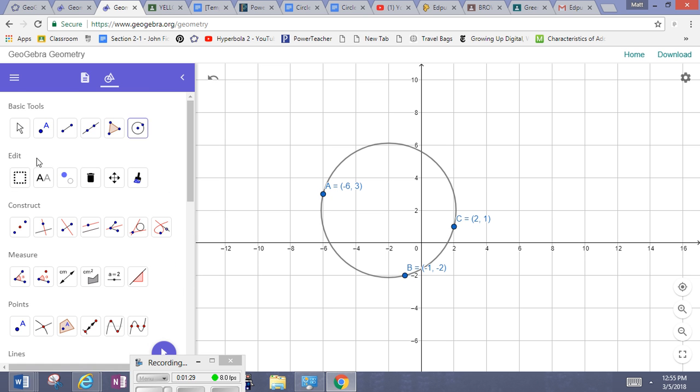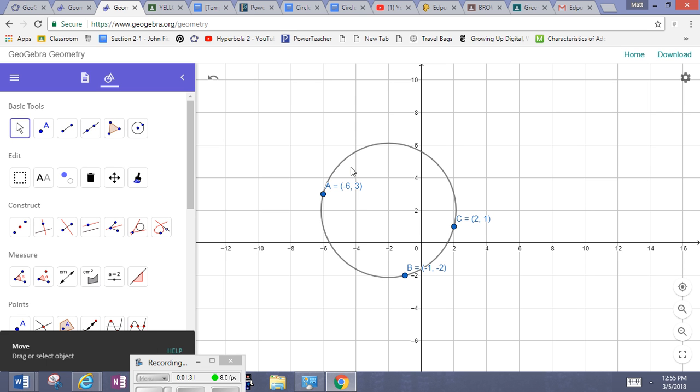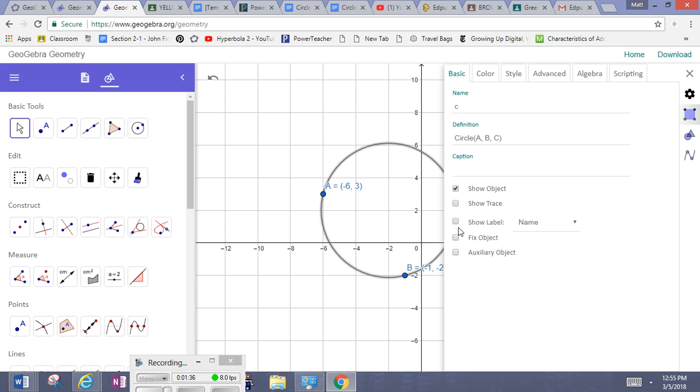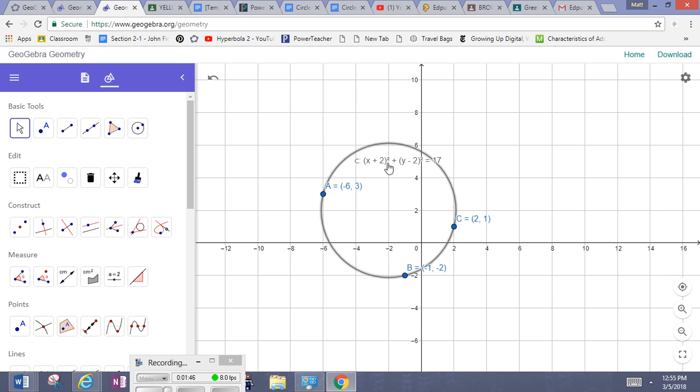Now let's see. If we look at that, we can ask, what is the equation of that circle? Because then we would know where the center and the radius were. And there it is, it's showing it to us. The equation of the circle is right there: x plus 2 quantity squared plus y minus 2 quantity squared equals 17. So it must mean then that our center is at negative 2, 2.